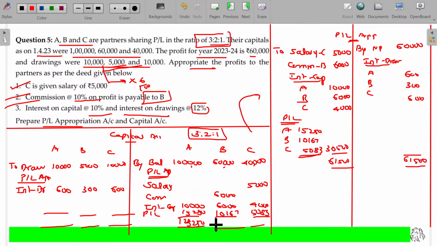1,25,250, 82,167, 5,483. So here the capital balance, balancing capital, 1,14,650, 76,867, 43,483. That's all. So here only the P&L appropriation account and capital accounts are important. The rest of the things may be included as an adjustment. So we have completed all these things. Now let's move on to the next aspects, past adjustments.